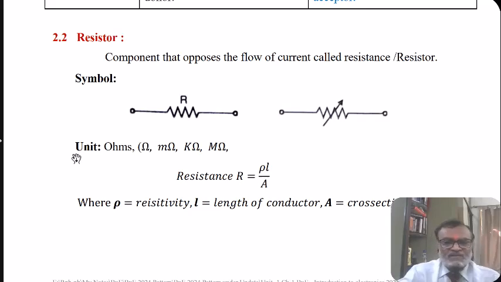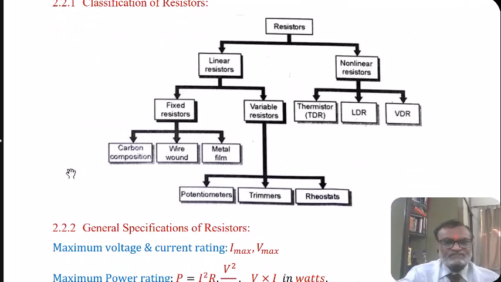Whereas the selection of material, that is rho, also decides the resistance. This equation says that resistance is proportional to the length as well as rho of the material and inversely proportional to the area of cross section of the material.